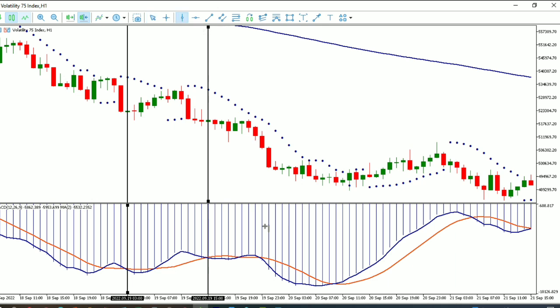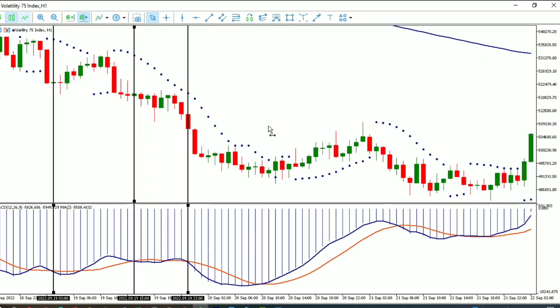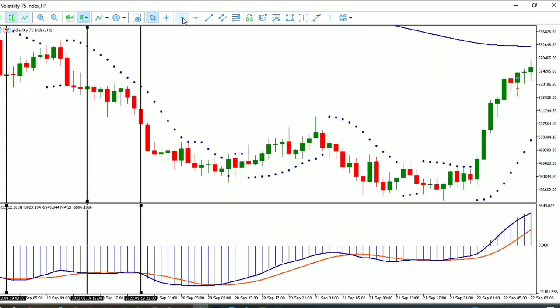So again, we have another crossover going down at this point right here, which means you are going to sell at this point here, put your stop loss above the parabolic SAR, and then put your take profit 1-to-1 risk to reward ratio. So this was another trade which was going to win. Now you are going to wait again until at this point right there.